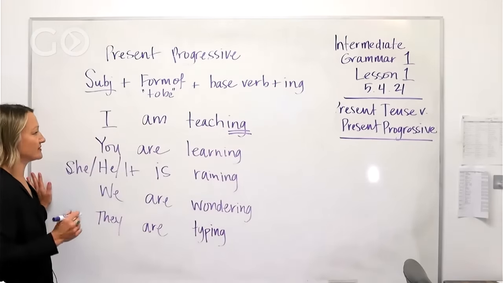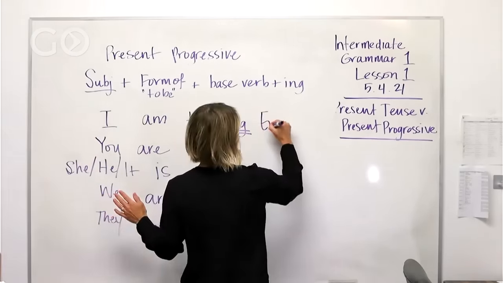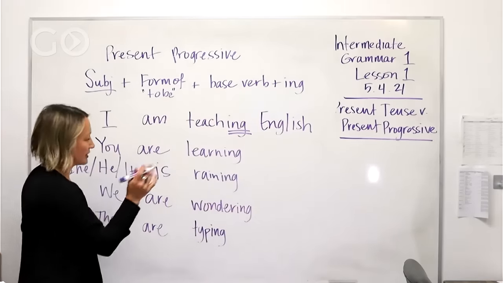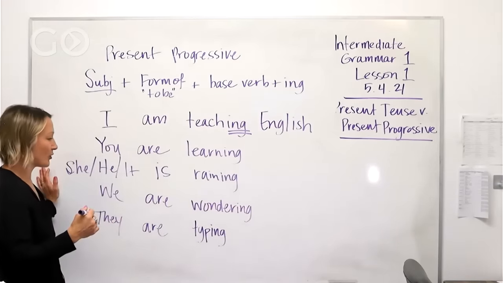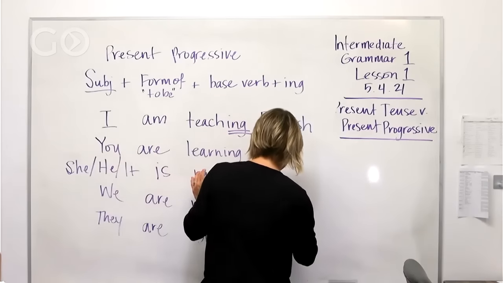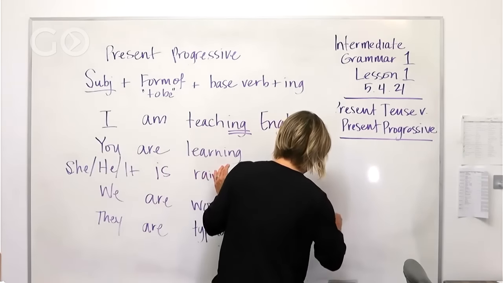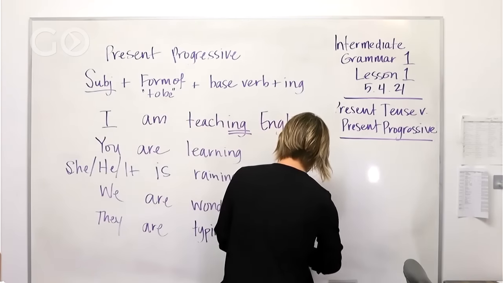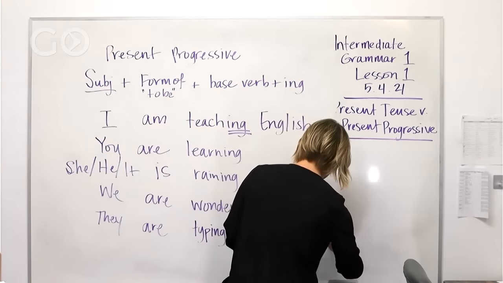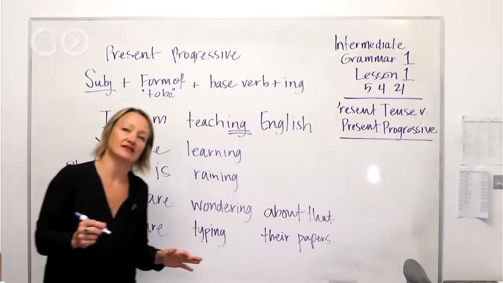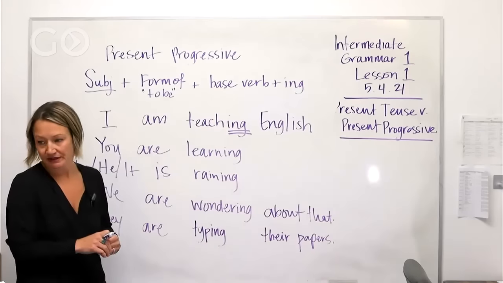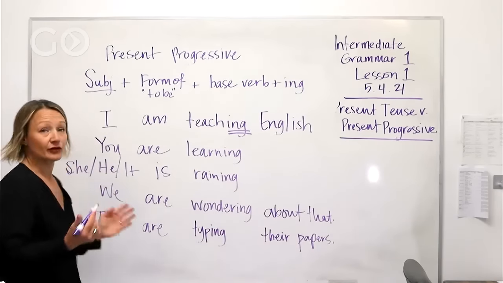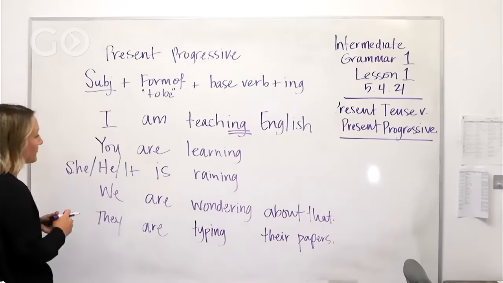Okay, so a couple of things we're gonna look at here. These are: I am teaching, and then you can add more over here, English. You are learning English. It is raining today. We are wondering about that, okay? They are typing their papers, okay? Maybe somebody is in college and they have to practice writing an essay of some sort. Great, okay, so these are the present tense affirmative, so the positives, okay?